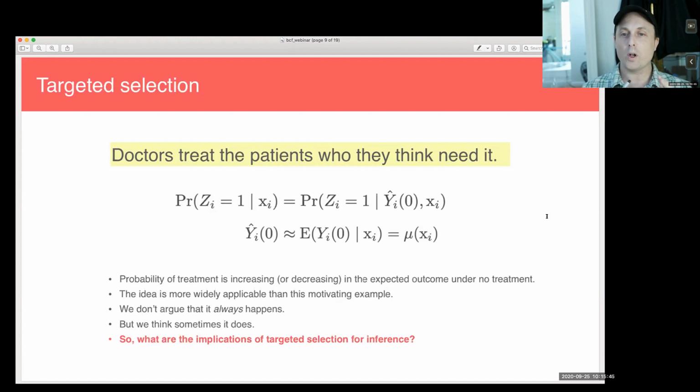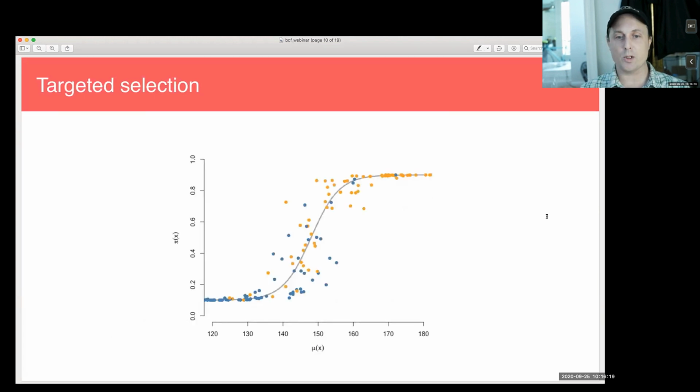So what are the implications of this sort of thing? What it means is that the probability of treatment is liable to be an increasing or decreasing function of the expected outcome under no treatment. And of course, this applies more widely than just the medical context that I mentioned. We don't think it always happens, but we think it happens enough that it's worth thinking about. And so we started thinking about what are the implications of this idea for inference or estimation. Like if we're trying to learn treatment effects and this sort of selection is happening, do we need to worry about it? So the picture I want you to think of is sort of like this.